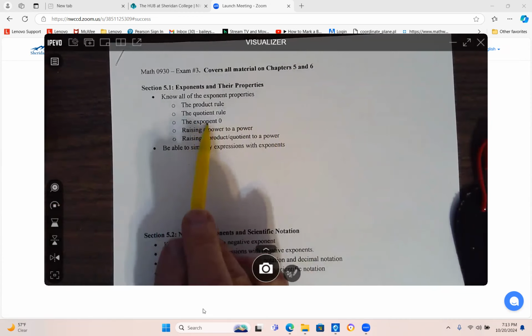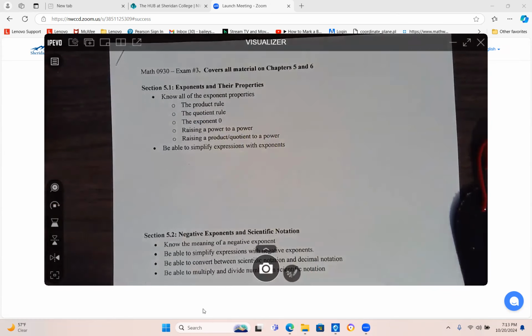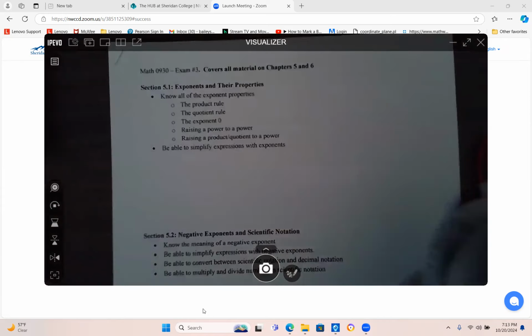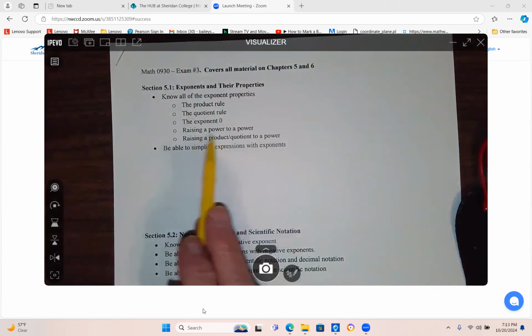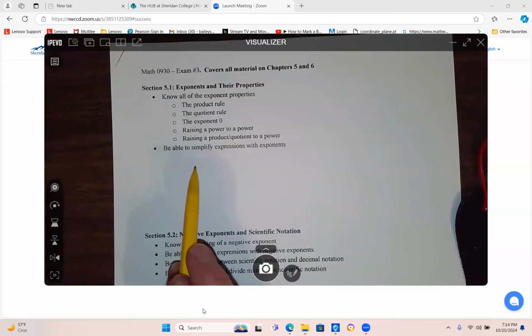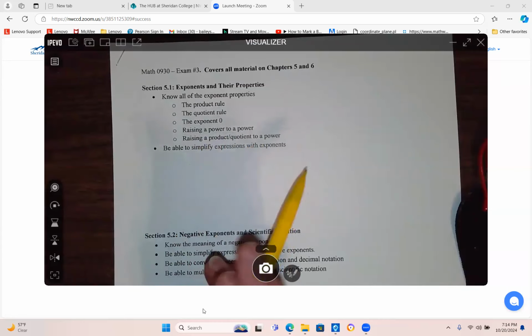Remember that anything to a 0 power is always equal to 1. And raising a power to a power, you multiply exponents. And then a combination of all of those in one problem.